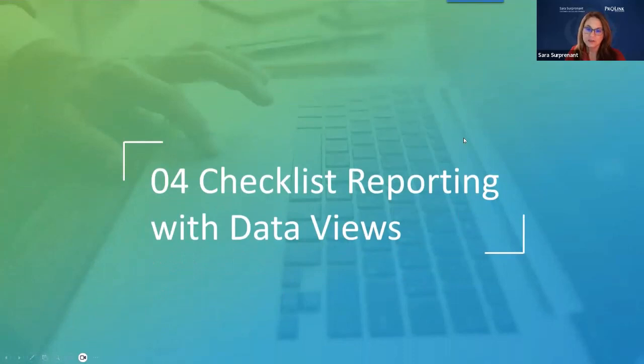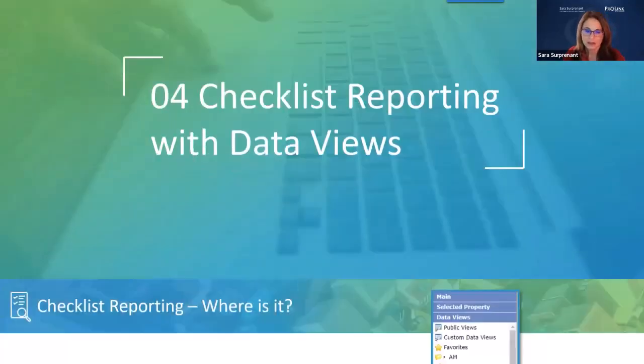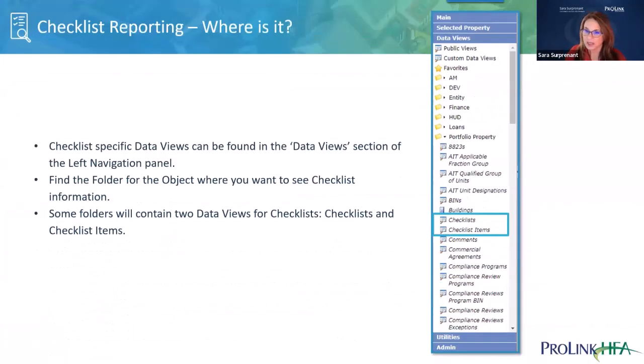So, checklist reporting with data views. We have checklists and checklist items that are available under most of these modules or top level records. If it has a checklist, it's going to have a data view. This is going to allow you to look at all the checklists across the portfolio. You can filter and search by property. If you're familiar with data views, then you kind of understand what you could do to pull in all that data.